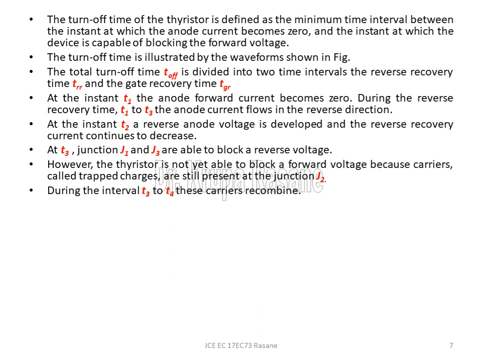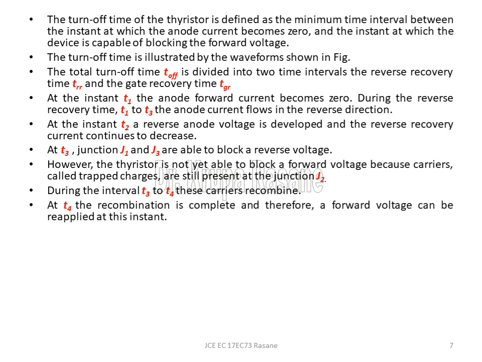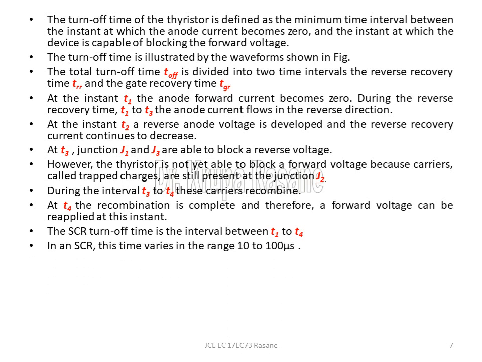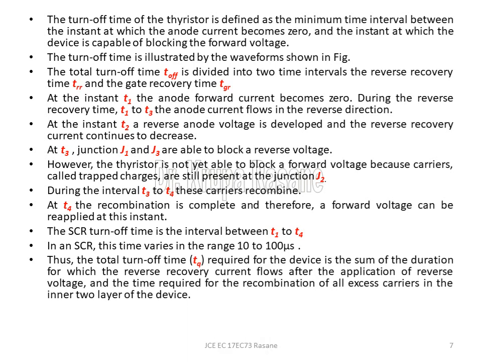During the interval T3 to T4, these carriers recombine. That is, J2 will start getting back to its original form. At T4, the recombination is complete and therefore a forward voltage can be reapplied at this particular instant. The SCR turn-off time is the interval between T1 and T-off. In an SCR, this time varies in the range, a typical value of 10 to 100 microseconds.